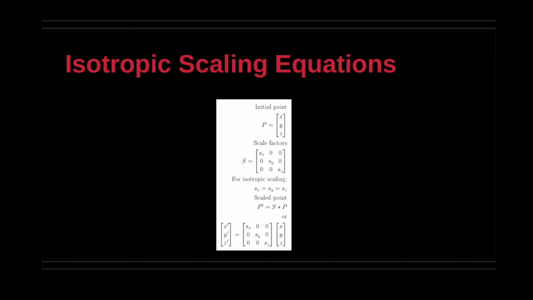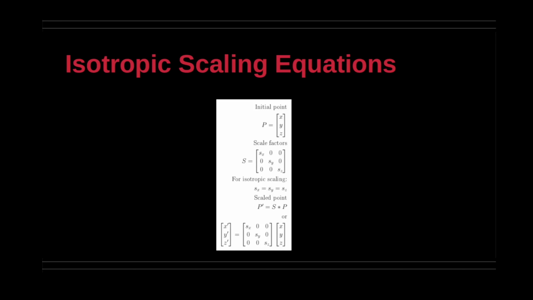The scaling factor determines the amount of scaling. A value greater than 1 enlarges the object, while a value between 0 and 1 shrinks it. The scaling matrix is always a diagonal matrix with equal diagonal elements for isotropic scaling. S_x is equal to S_y is equal to S_z.